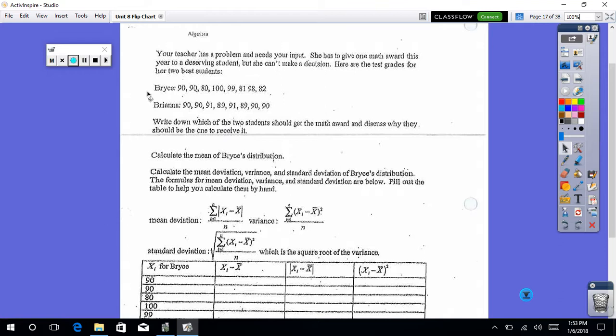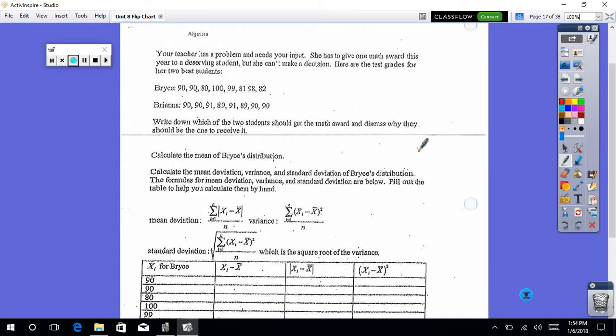It gives you two pieces of data, Bryce and Brianna. It gives you these two people and then it wants you to find something called the standard deviation. Standard deviation is basically a measure of consistency. So let's think about a math class. You have the kid that consistently makes A's and B's on the test. That kid would have a standard deviation that is a very low number.